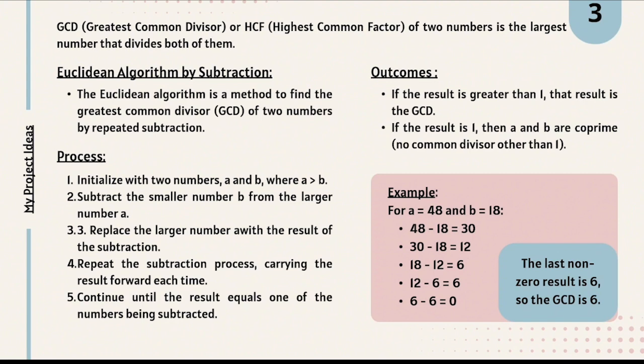What is the ultimate process? What do we follow? First, initialize two numbers A and B where A will be greater than B. Then subtract the smaller number B from the larger number A. Then replace the larger number A with the result of the subtraction.